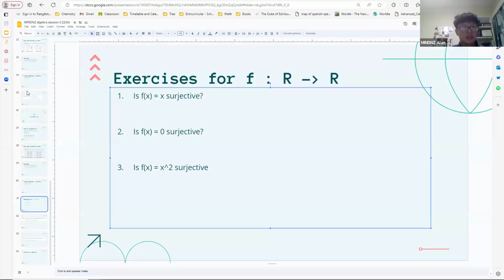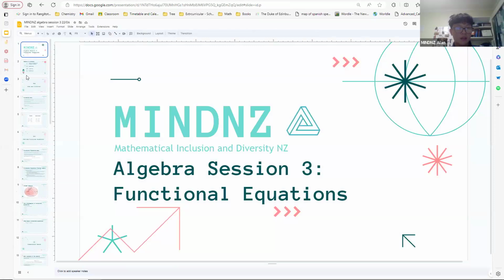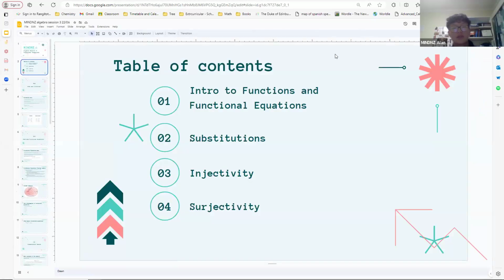Okay, so today we will be going over functional equations, and we will be covering an intro to functions and functional equations, some substitutions, injectivity, and finally surjectivity.